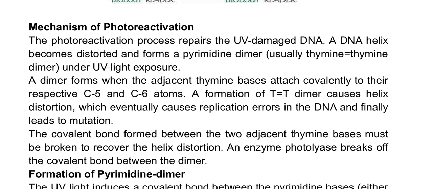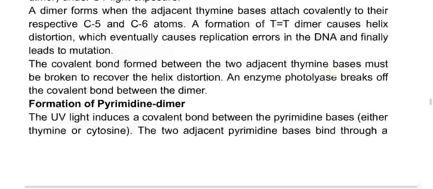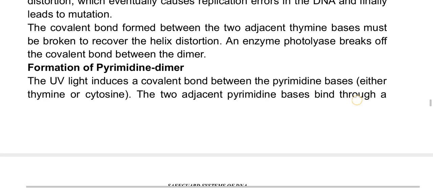A DNA helix becomes distorted and forms a pyrimidine dimer, usually a thymine-thymine dimer, under UV light exposure. A dimer forms when the adjacent thymine bases attach covalently at their respective C5 and C6. The formation of the TT dimer causes helix distortion, which eventually causes replication errors in the DNA and finally leads to mutation. The covalent bond formed between the two adjacent thymine bases must be broken to recover the helix distortion. An enzyme, photolyase, breaks off the covalent bond between the dimer.